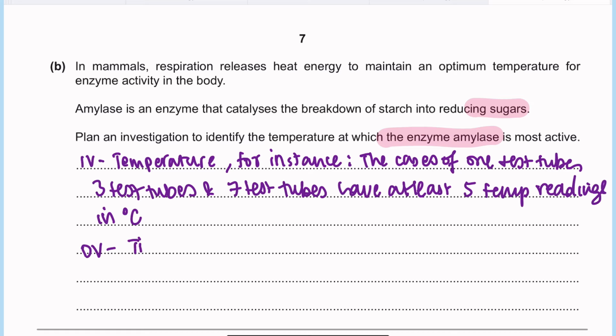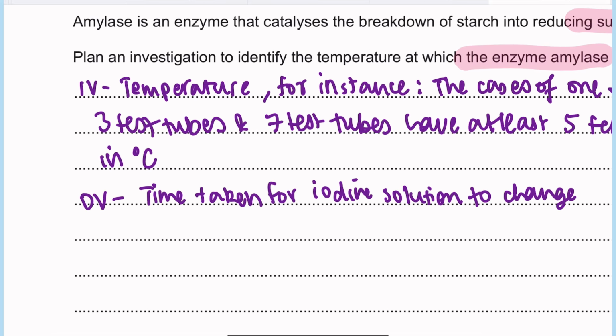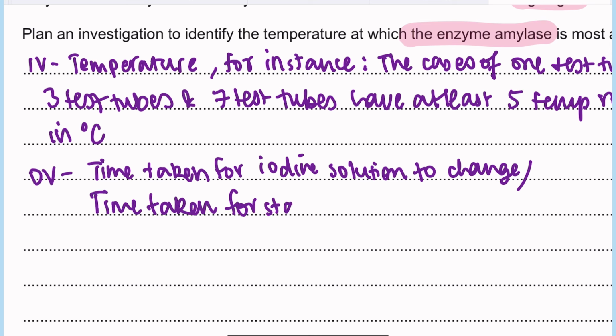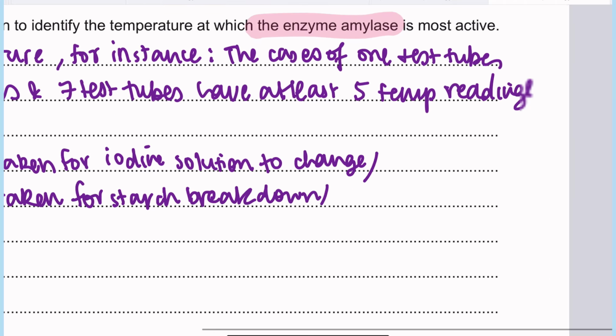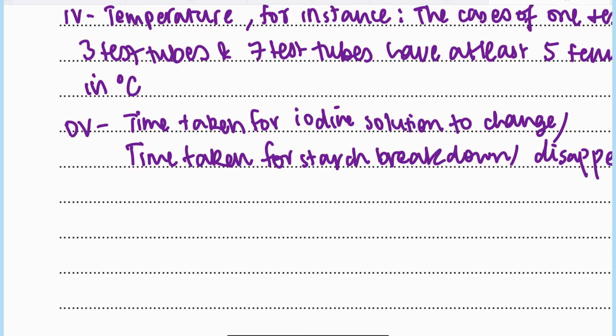So the dependent variable is the time taken for the iodine solution to change. All right. Essentially, what you're measuring is the time taken for the solution to change, or the time taken for starch breakdown, or disappearance. Yeah, all right. Next one.